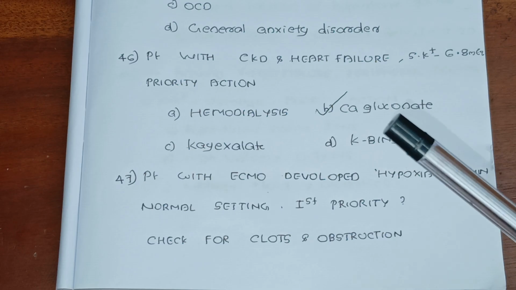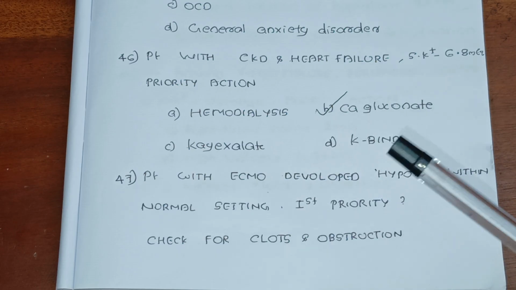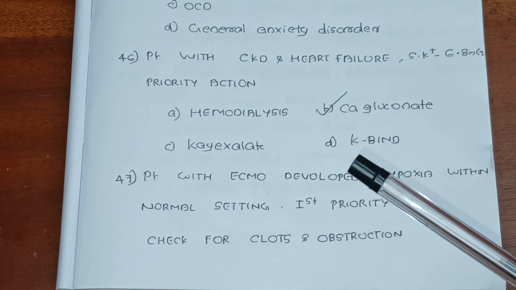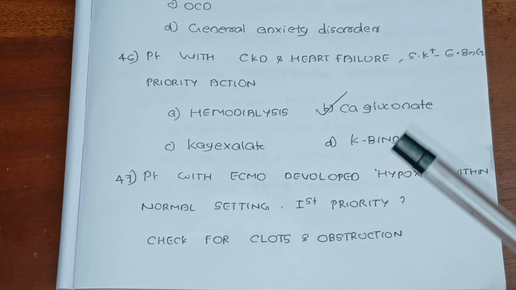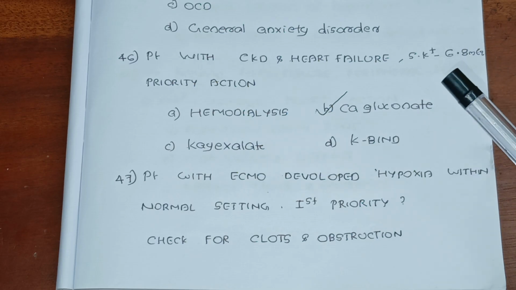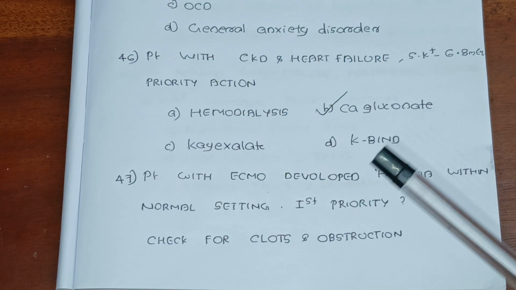Kayexalate and K-bind are oral potassium-binding agents for decreasing toxicity, but in this case, severe hyperkalemia is there, so it will not be useful. It will decrease the serum potassium level slowly. So to decrease serum potassium level immediately, we have to give injection calcium gluconate.